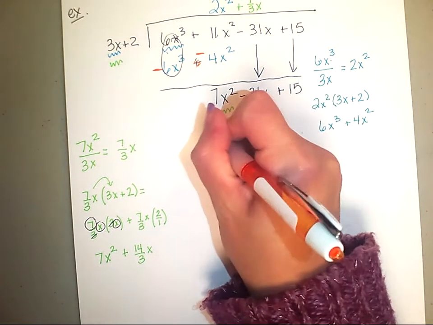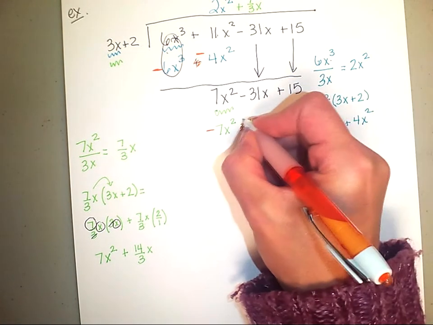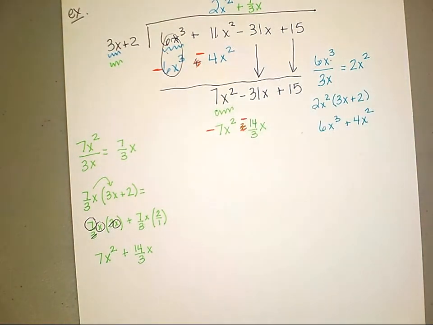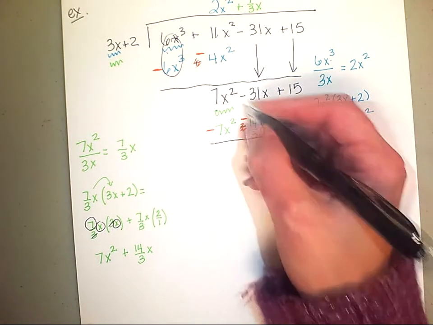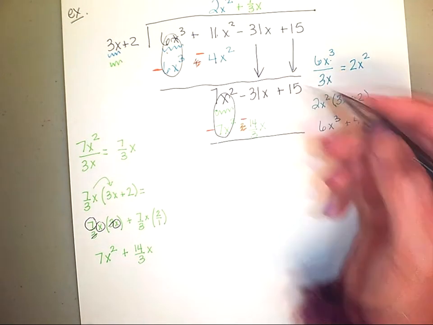Now we're going to have to subtract, so that means we'll change the signs. And the 7x squared minus 7x squared goes to 0.